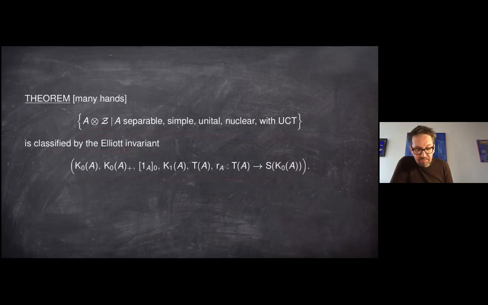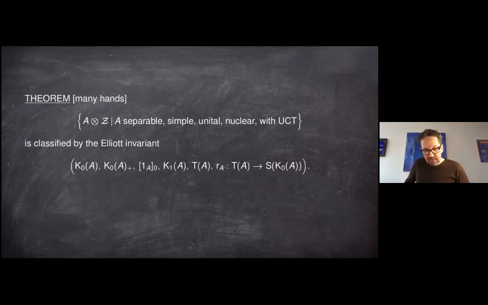Now, I have to elaborate a little bit. This Elliott invariant here, I will explain what this is in a second. This is a functor, and classified means whenever you have two elements in this class, and you compute the value of the functor on these two elements, and it turns out that the results are isomorphic, then there's an isomorphism of C-star algebras which induces the isomorphism at the level of the functor.